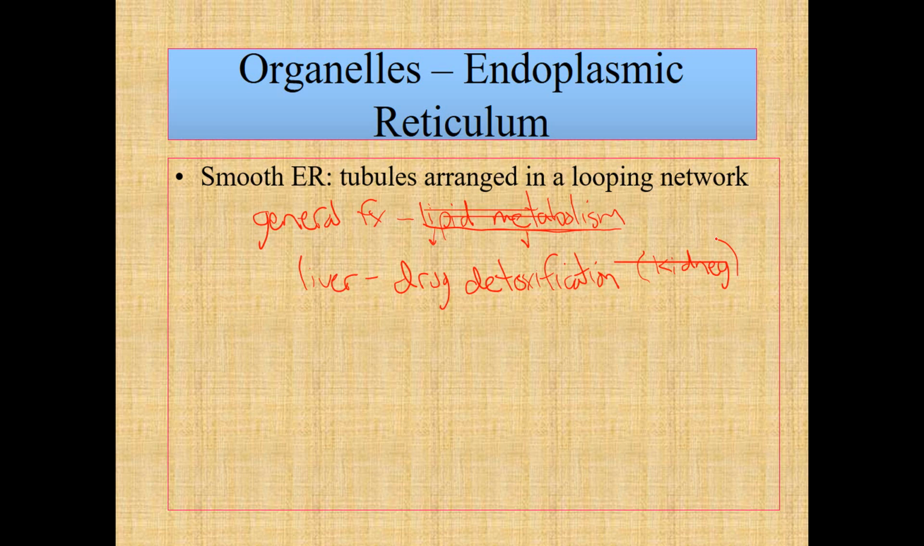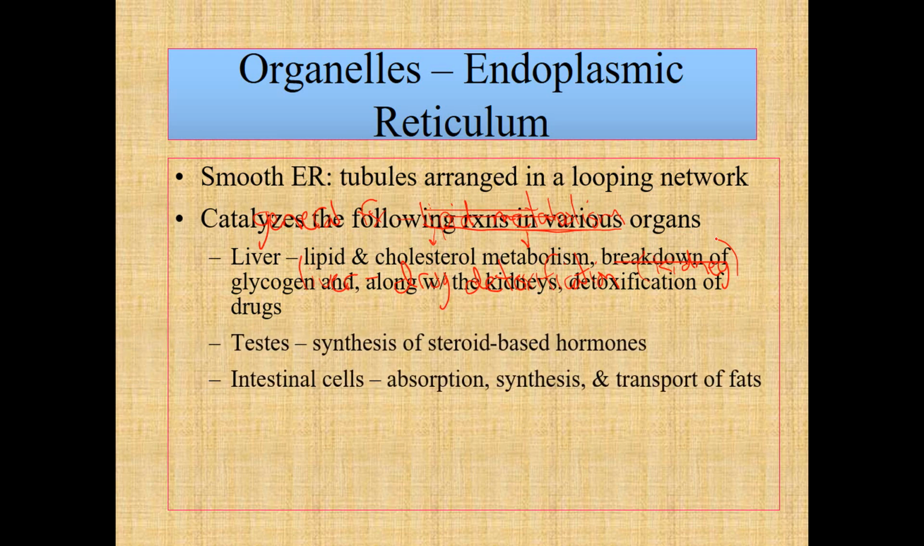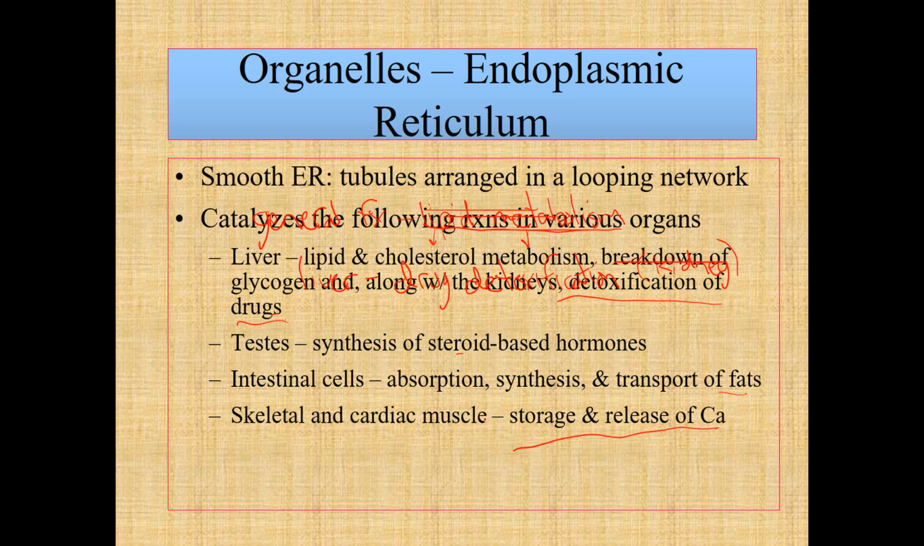And then the last one I will show you because it's already typed up here. So you don't have to worry about these. This is just an example. You can see synthesis of steroid-based hormones, transport of fats, okay, detoxification of drugs. And then the third one is going to be in muscle, storage and release of calcium. Okay, so lipid metabolism is the general function. The liver, drug detoxification. Muscle, storage and release of calcium.